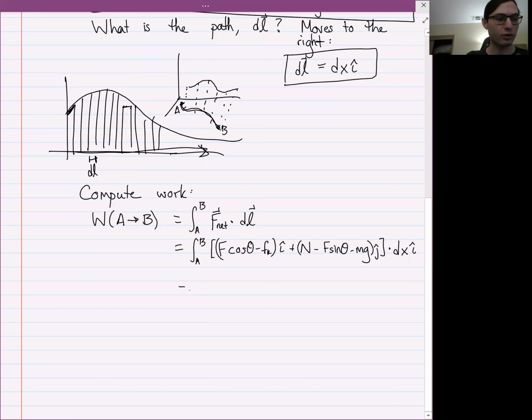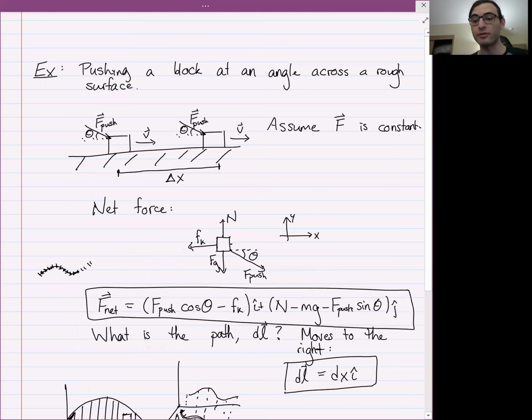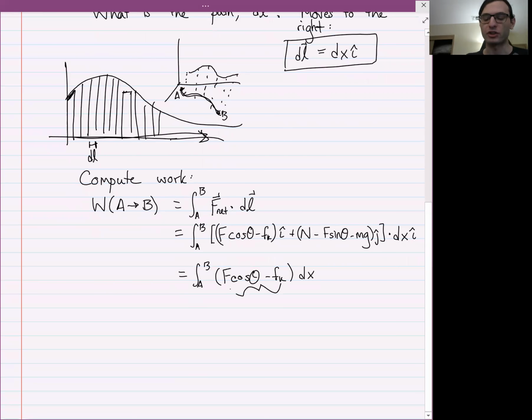So this is equal to an integral from A to B of (F cosine theta minus f_k) dx. And because we assumed the force is constant, F, and we know the frictional force is also constant, that's just a true statement. That's true because the normal force is constant in this case, because the gravitational force is constant. So this is equal to (F cosine theta minus f_k) times the integral from A to B of dx.